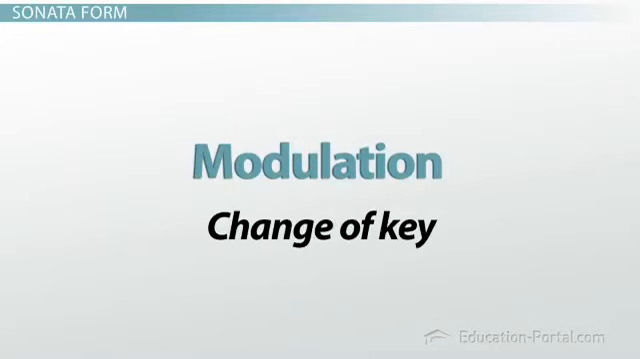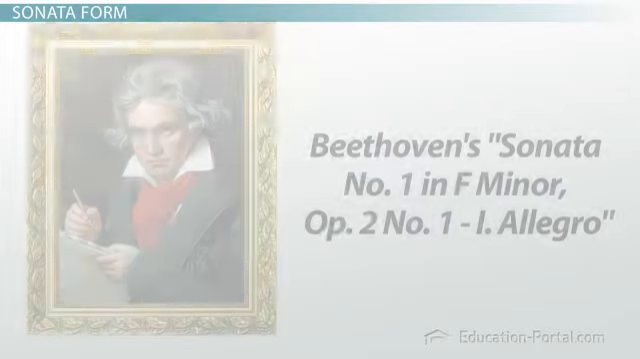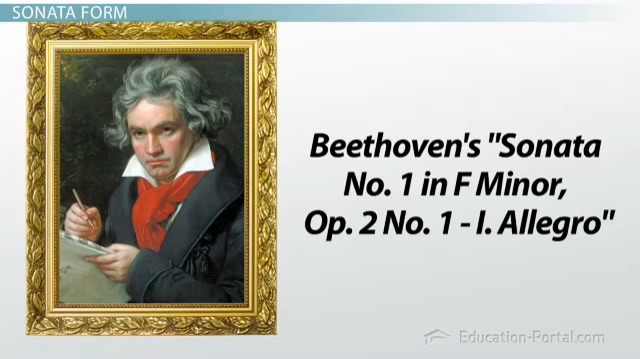In our Beethoven example, a motif from theme 1 is used, this time in the major tonality. The development is the longest section of the sonata because it allows for this experimentation.